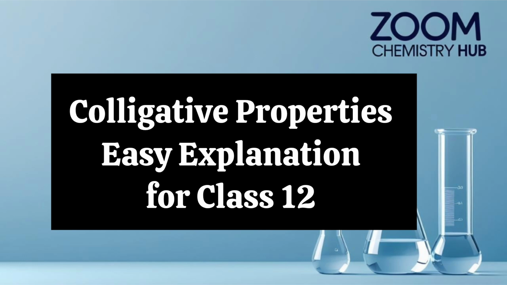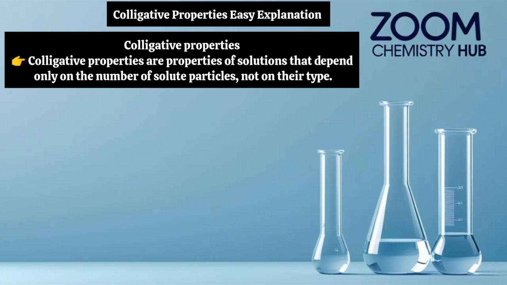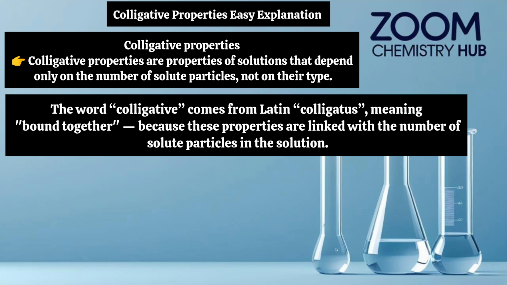Today we will discuss what colligative properties are and what their importance is. Colligative properties are the properties of solutions that depend only on the number of solute particles, not on their types or nature. The word colligative comes from the Latin colligatus, meaning bound together, because these properties are linked with the number of solute particles in the solution.